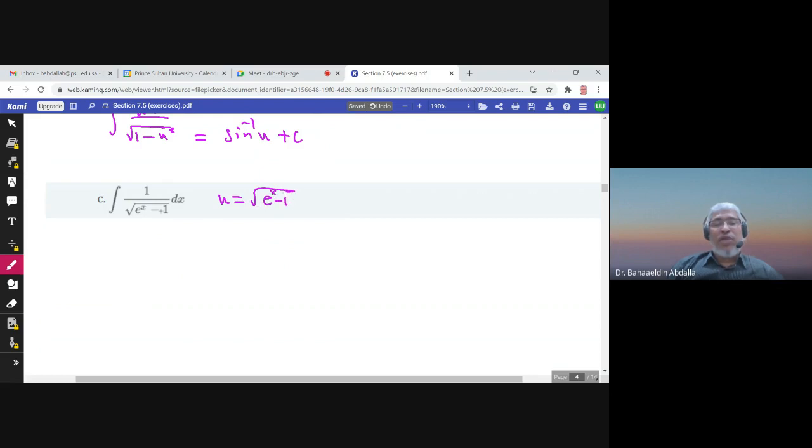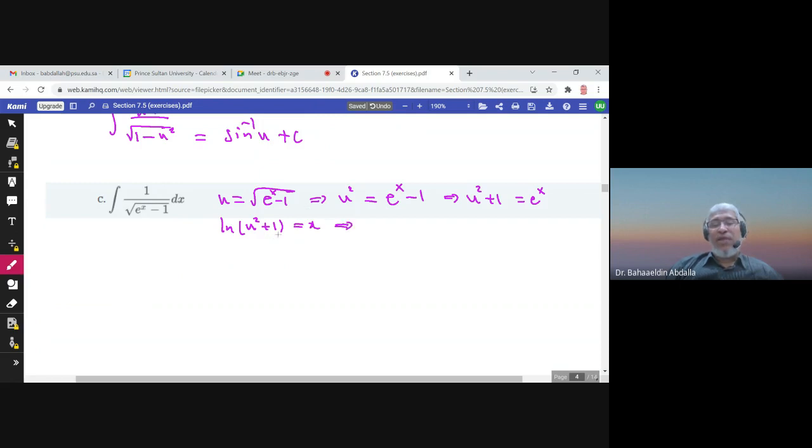Now I need to change this integral from x to u. So I will solve this for x. So I have u squared equals e^x minus 1. And I can find now, or let me write it, u squared plus 1 equals e^x, and let me apply ln to both sides. So ln(u squared plus 1) would be x.